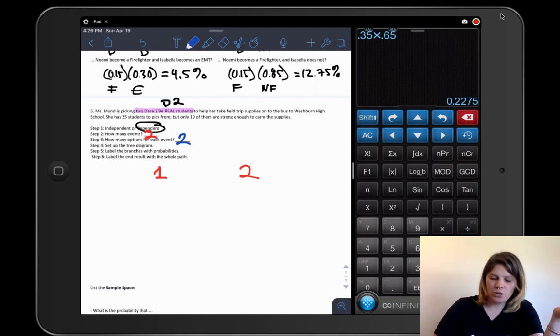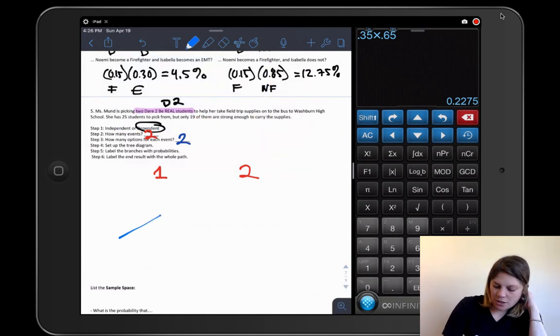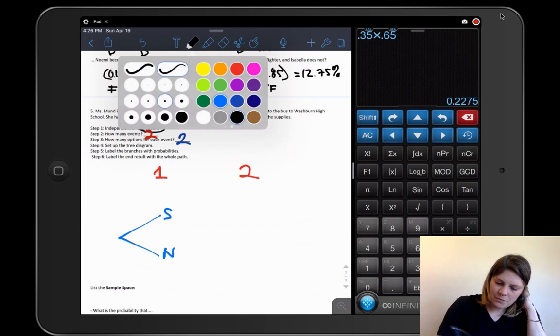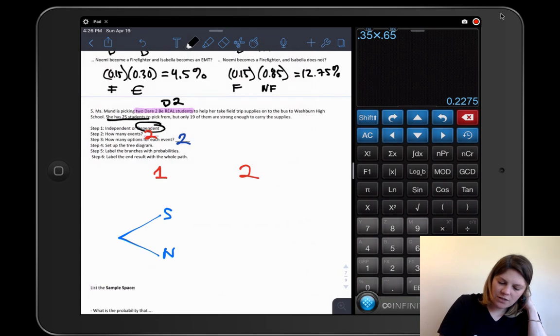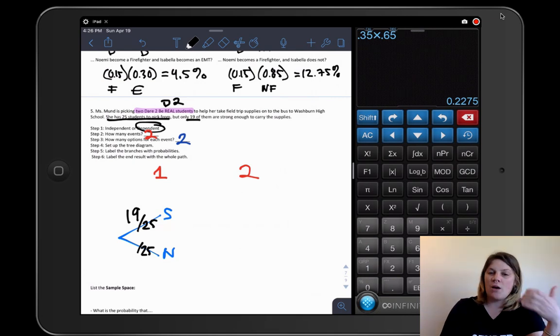Okay, let's set up the tree diagram. We are going to do either they're strong enough or they're not strong enough. Okay, and the scenario says she has 25 students to pick from. So that means we have a total of 25, but only 19 of them are strong enough. So this one's a little bit tricky because you have to know that the total is 25. And then how much is left over? 6 are left over that have to be not strong enough.